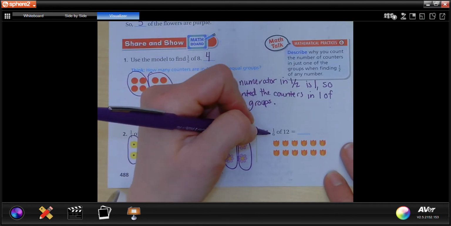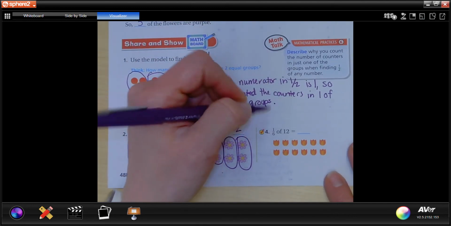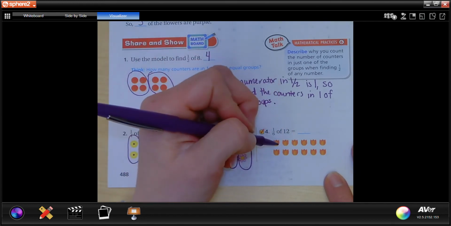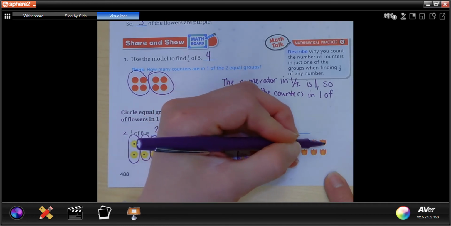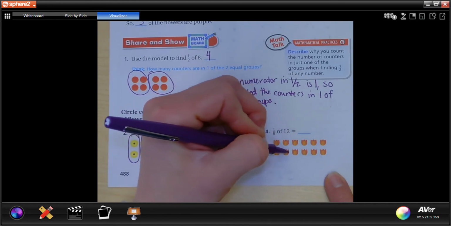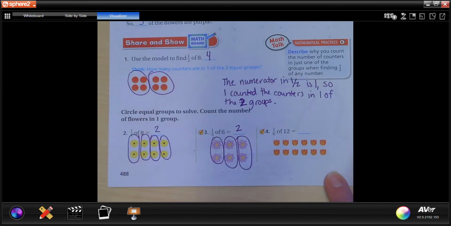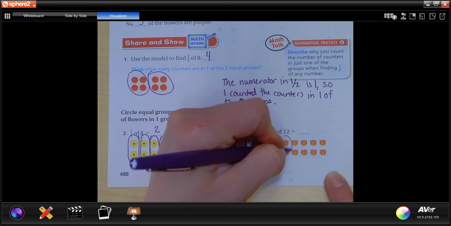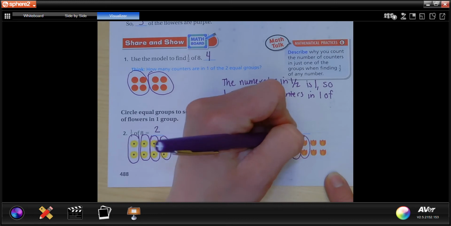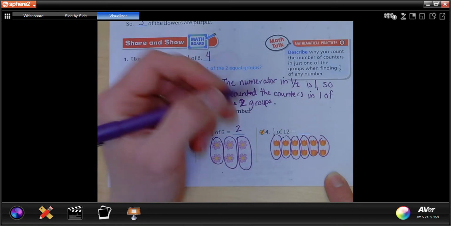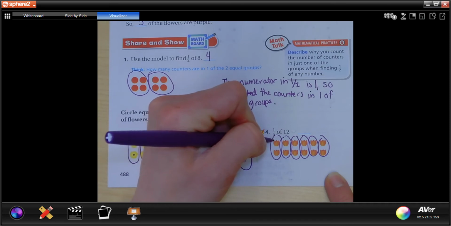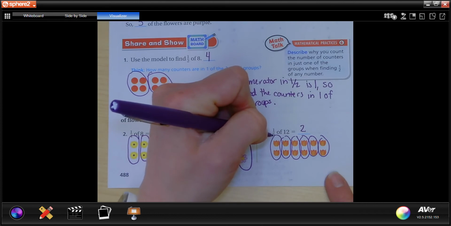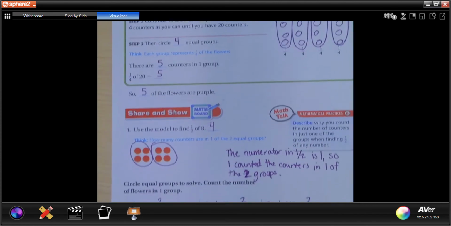All right. Now moving on to number 4. We want to find out what is 1/6 of 12. If we have 12, 1, 2, 3, 4, 5, 6, 7, 8, 9, 10, 11, 12. Well, we know we have 6 across the top, and we need how many equal groups? 6. So 1, 2, 3, 4, 5, 6 equal groups. Well, what is one of those 6 equal groups? 1, 2. 2. 1/6 of 12 equals 2.